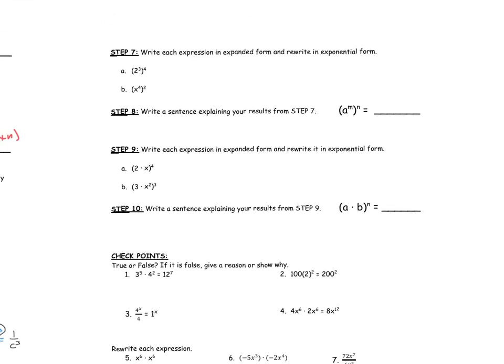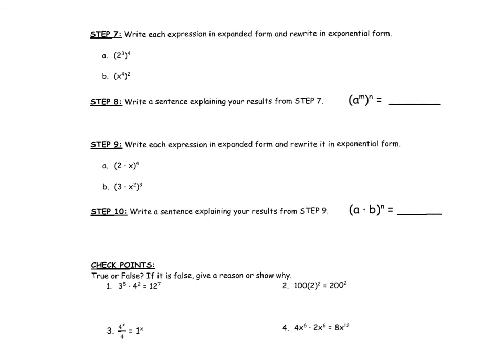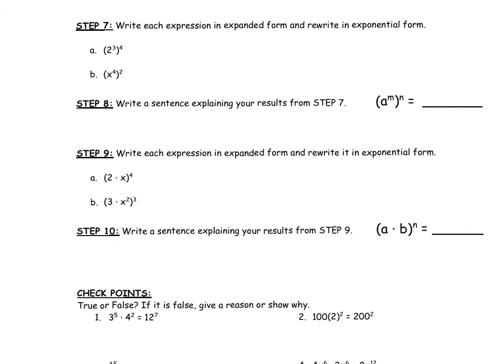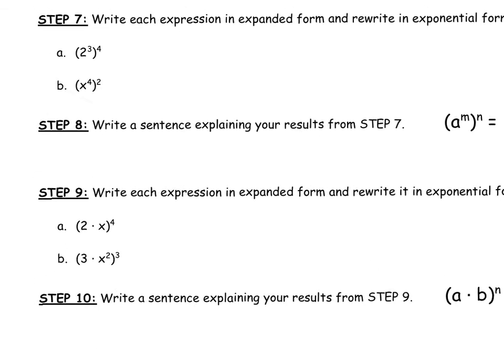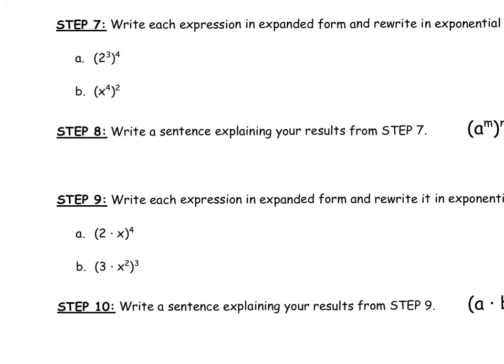Okay. So let's get into this. Write an expression in expanded form. Okay, now this one's a little bit different. Now you have parentheses with an exponent outside of them, like that 4, when you already have a base and an exponent inside the parentheses. So what do you do with that?